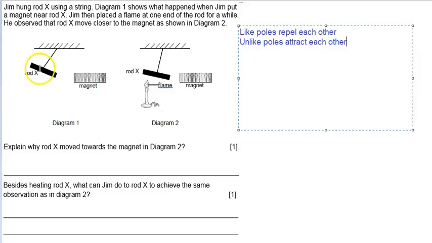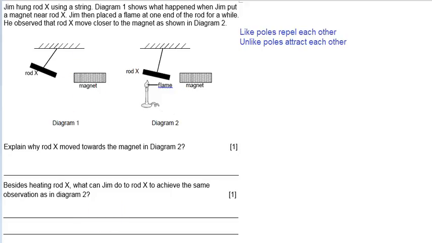Now, if you look at this rod X, you can see that it is being repelled, right? Because it is just hanging on a string, something is pushing rod X away from the magnet. So that push here is repulsion. This magnet is repelling this rod X, and that magnet is repelling rod X.